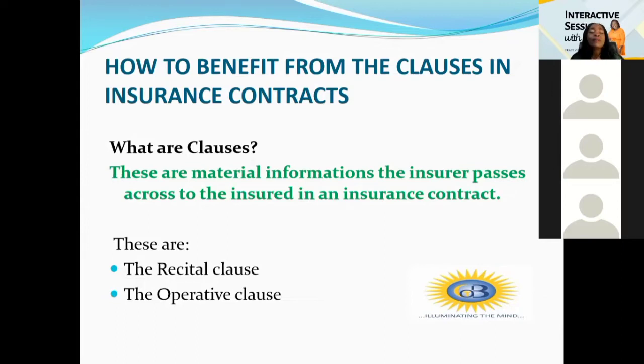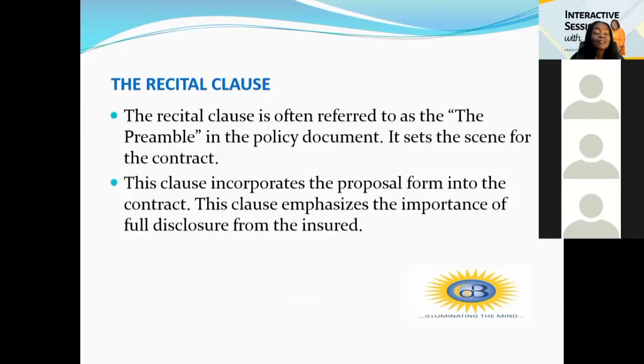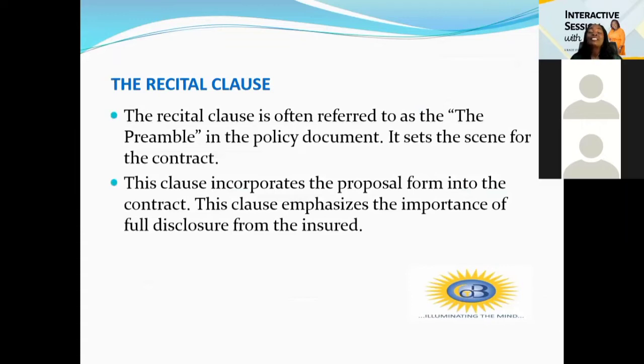So let us look at the categories of clauses we have. We have two categories of clauses: the recital clause and the operative clause. All the clauses can be categorized into just these two. The recital clause, we usually refer to as the preamble. The preamble is like the introductory part of the policy document.